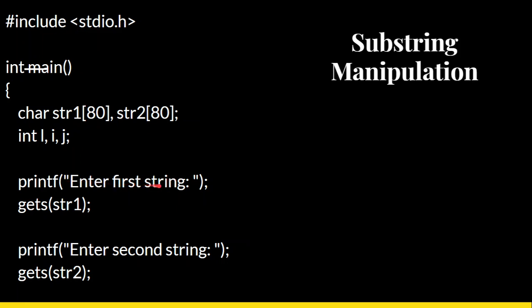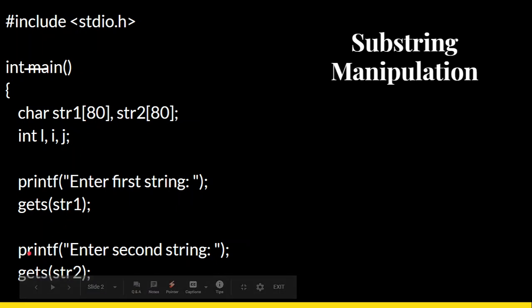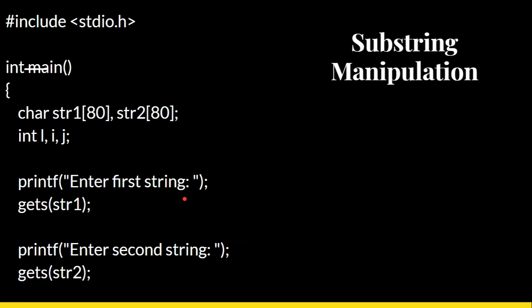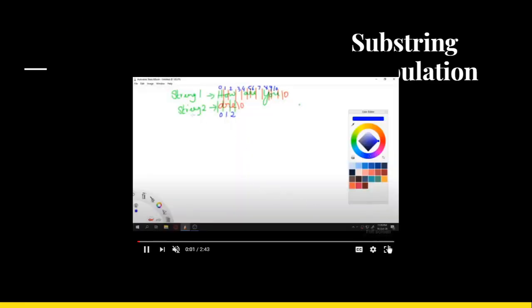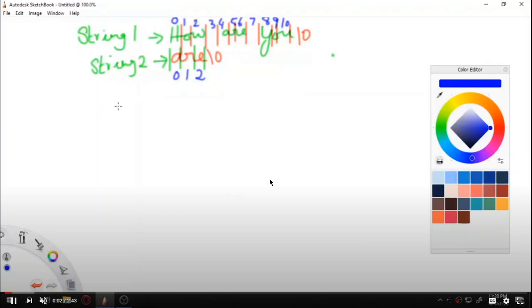Now this is the message to get the first string: printf "enter the first string". Whatever this message is will appear on the screen, and then gets is the input function to get a single string. So string 1 is received. Again the same function is used to get string 2: printf "enter second string", gets string 2. This part of the program just receives the first and second strings. Now let us see how the calculation is done.